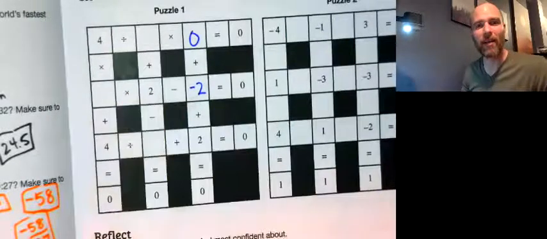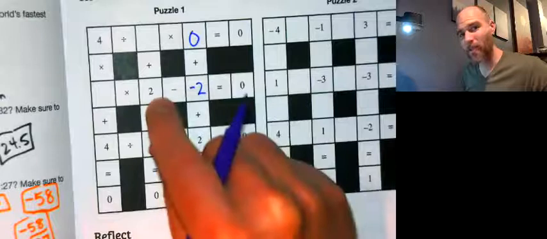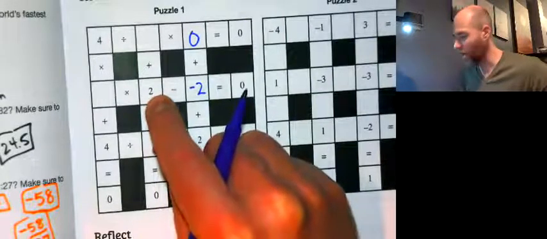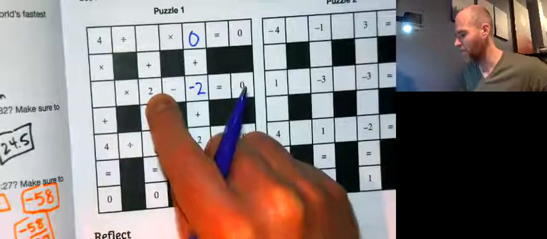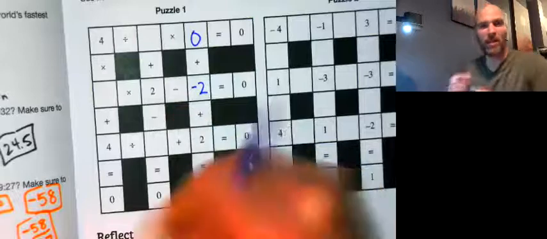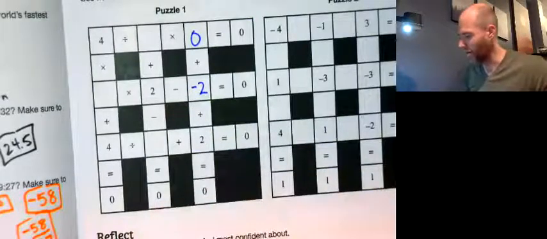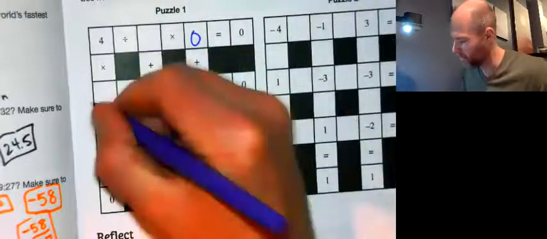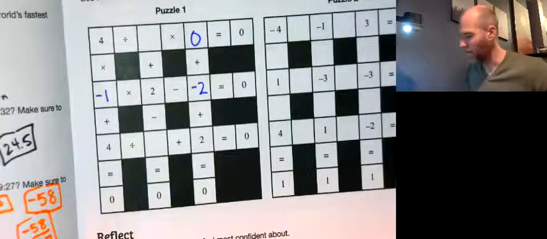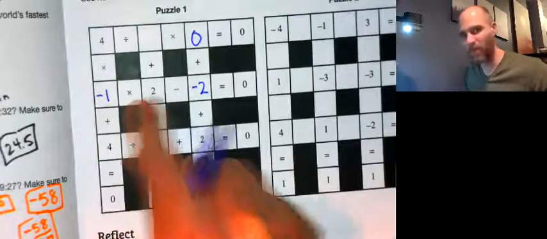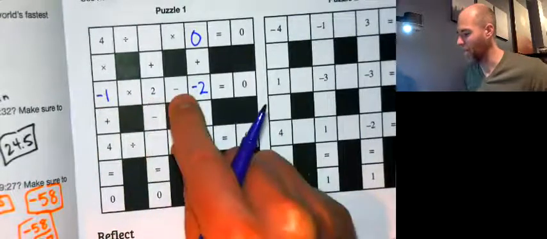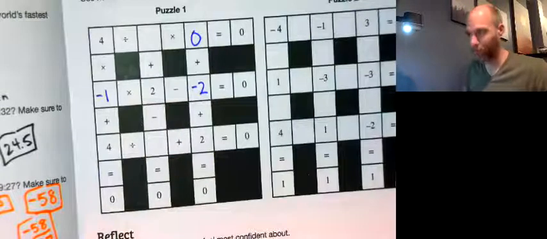So instead, my strategy is to try to switch this 2 to be negative. Because if this 2 right here were negative, then I would have -2 minus -2, which equals 0. Any number minus itself equals 0. And I can switch this 2 to -2 by multiplying it by -1, right? That's tricky. -1 times +2 makes a -2, and then -2 minus -2 equals 0.